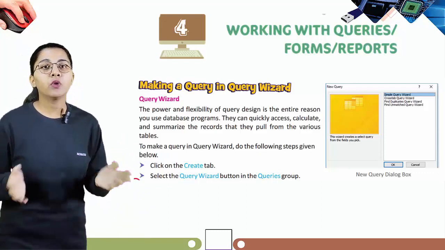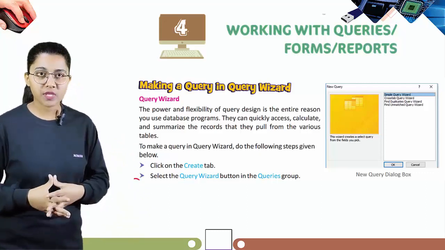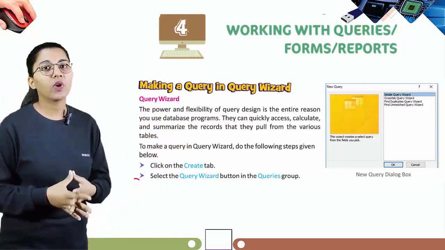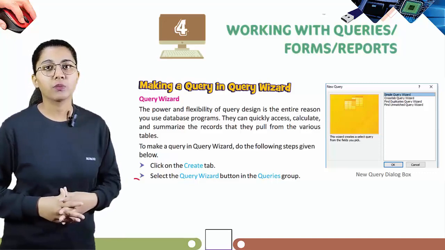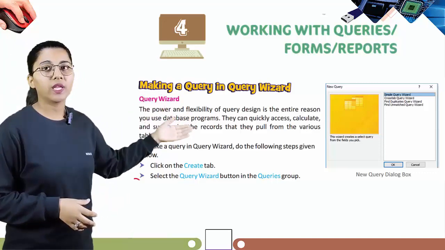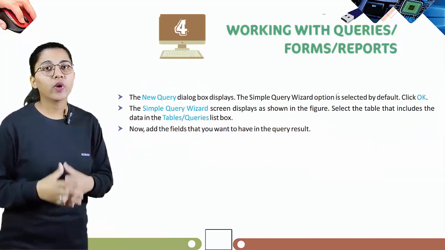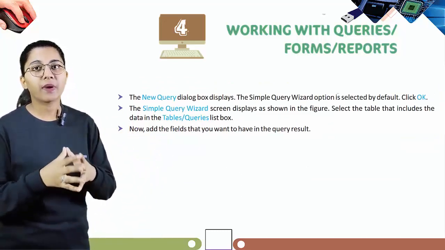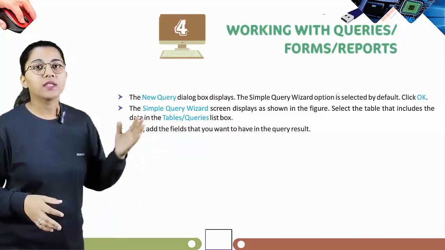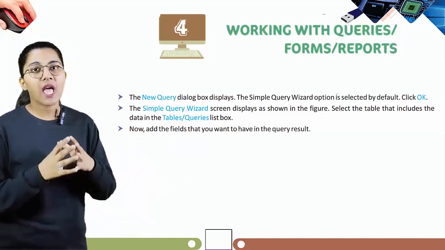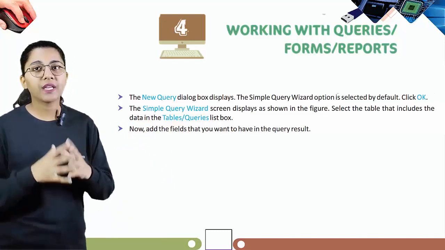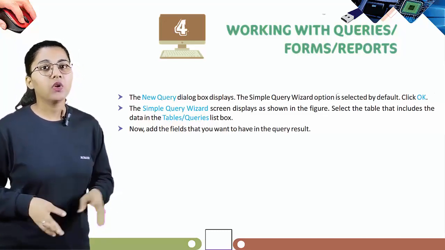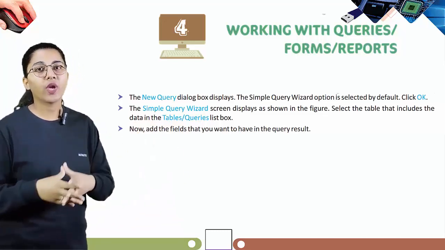So students, if you want to make a query in Query Wizard, we have some steps to follow here. First click on the Create tab, then select the Query Wizard button in the Queries group. Here you can see the interface of the New Query dialog box. The New Query dialog box displays with the Simple Query Wizard option selected by default. Click OK. Now the Simple Query Wizard screen displays as shown in the figure. Select the table that includes the data in the Tables/Queries list box. Now add the fields that you want to have in the query result.